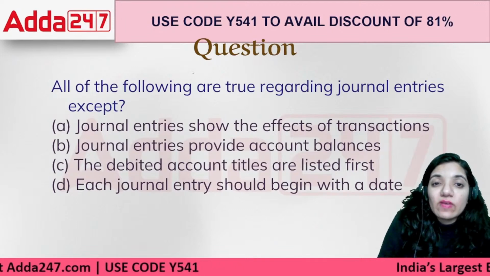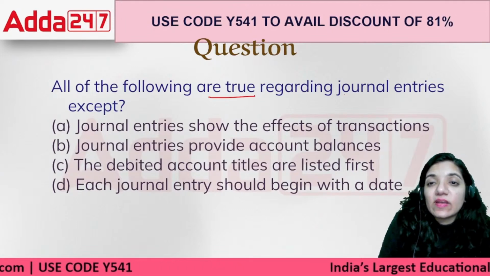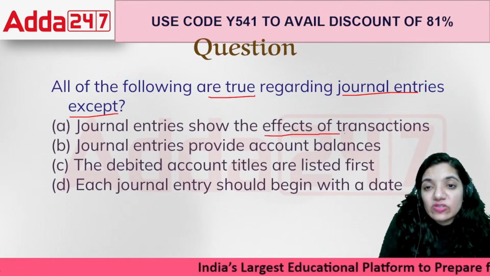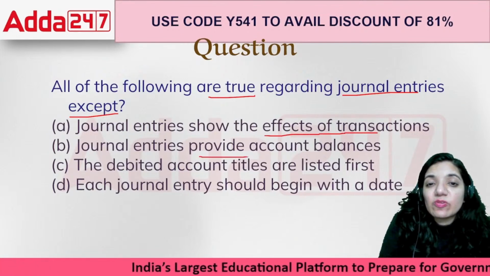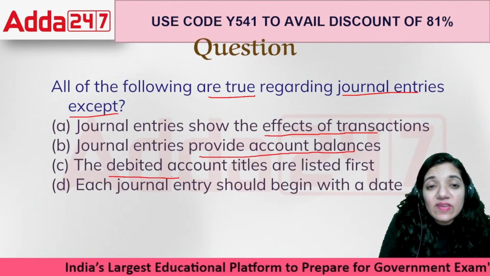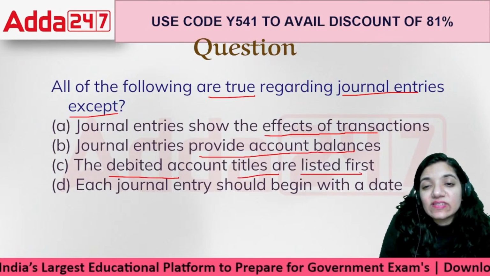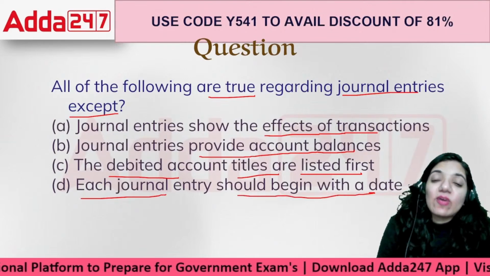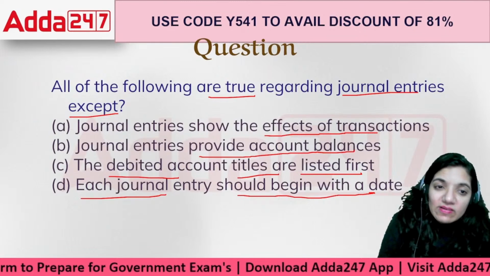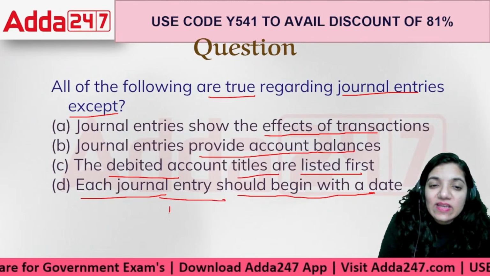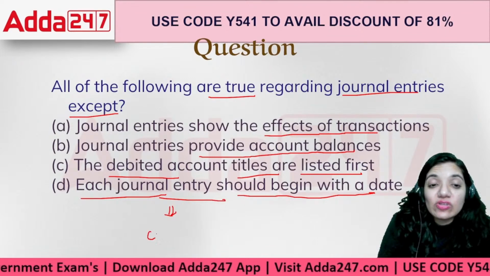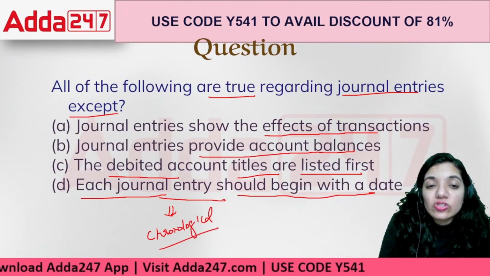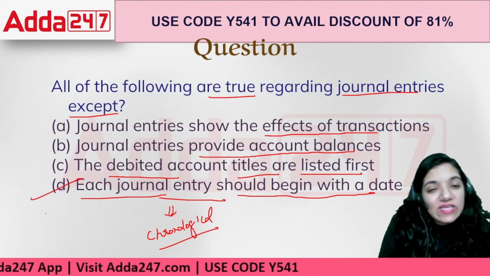All of the following are true regarding journal entries, except: journal entries show the effects of transactions; journal entries provide account balances; the debited account titles are listed first; or each journal entry should begin with a date. Journal entries start with the date. That is why we say journal entries follow chronological order, which makes it easier. So the point is D is correct.